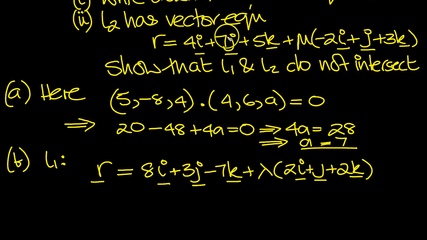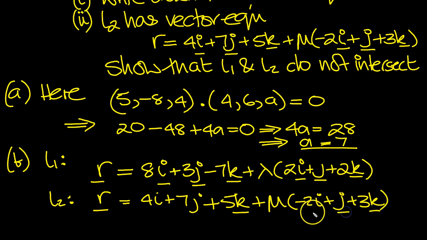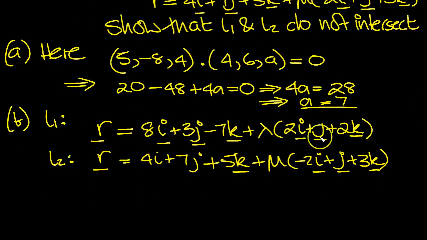And L2 has this equation. So as far as L2 is concerned then, r is equal to 4i plus 7j plus 5k plus mu, just writing it down from above, copying it directly. So this is the line L2 given in the notes here. Show that L1 and L2 do not intersect.